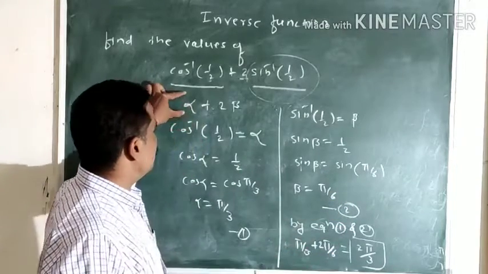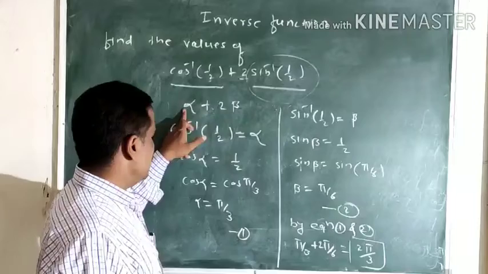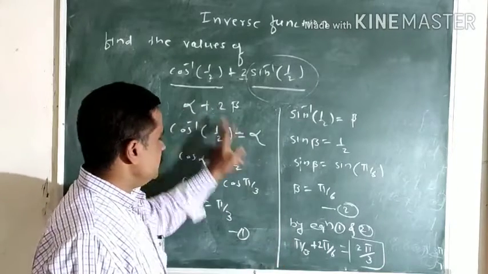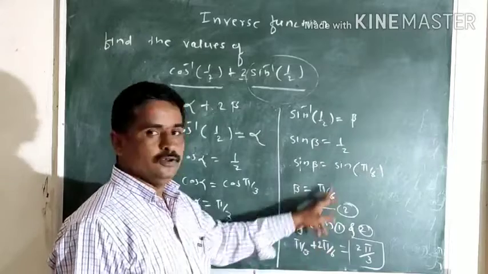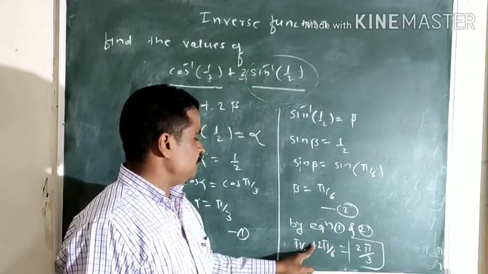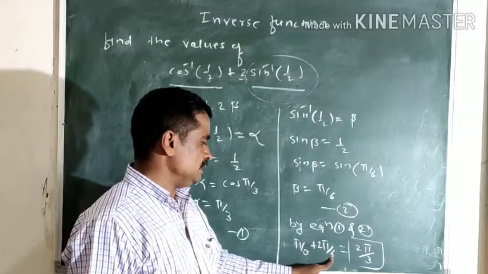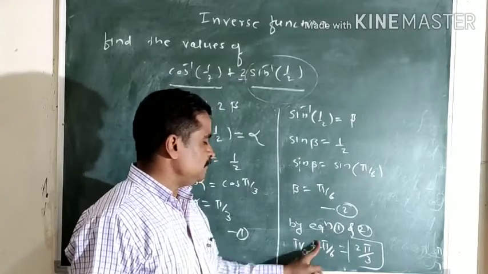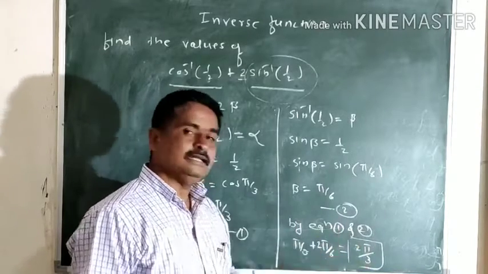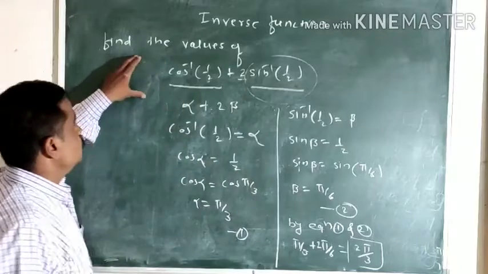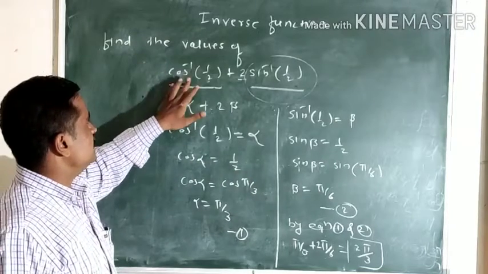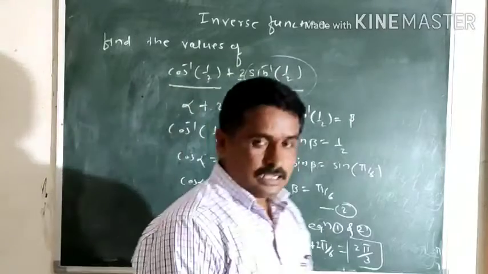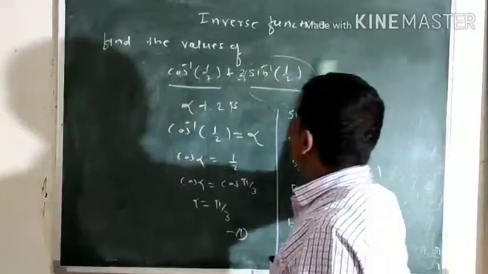Then we get it in the form alpha plus 2 beta. Alpha has value pi by 3, so substitute pi by 3 plus 2 into beta. Beta has value pi by 6, so pi by 3 plus 2 into pi by 6 equals, 2 threes are 6, pi by 3 plus pi by 3 equals 2 pi by 3. So it is the solution of this equation, cos inverse of 1/2 plus 2 sin inverse of half. Again consider the next example.